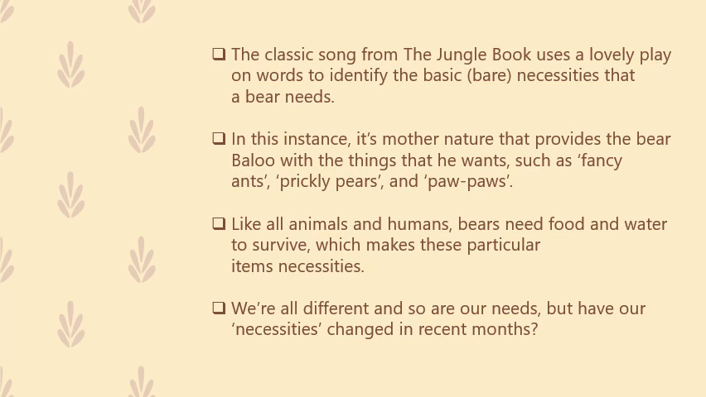So if you think of a plant, for example, what are the basic things that a plant needs to survive? Maybe jot your ideas down on your piece of paper. It would be things like sunlight and water, wouldn't it? And in the Jungle Book, in the song, it says it's Mother Nature that provides the bear Baloo with the things that he wants. Fancy ants, prickly pears and pawpaws. So like all animals and humans, bears need food and water to survive, which makes these items necessities, things that we can't really live without.